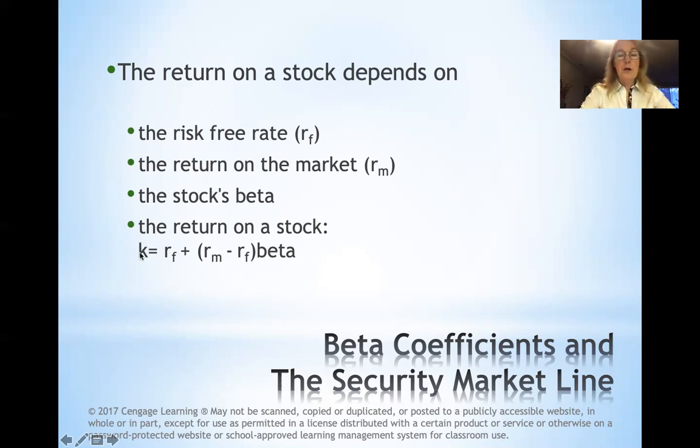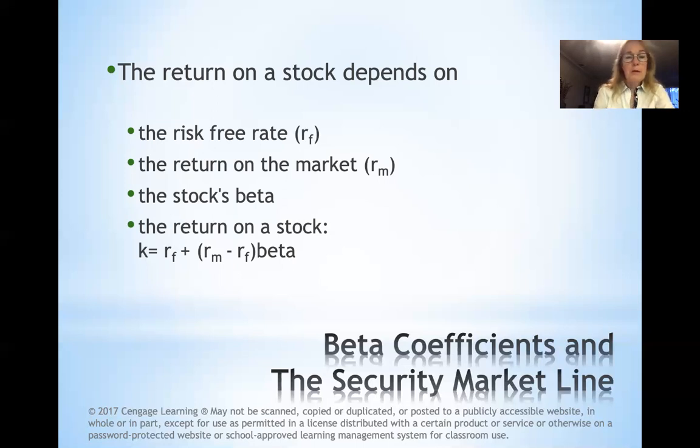What if we had a stock with a beta of 2? What would the required return be? Well, given these assumptions, 8% minus 3% is 5%. 5% times a beta of 2 is 10%, and 10 plus 3 is 13%. So if we had a stock with a beta of 2, given those assumptions, the required return would be 13%.